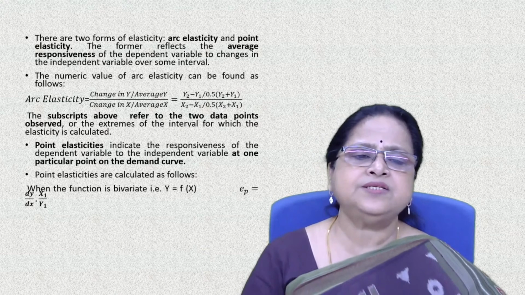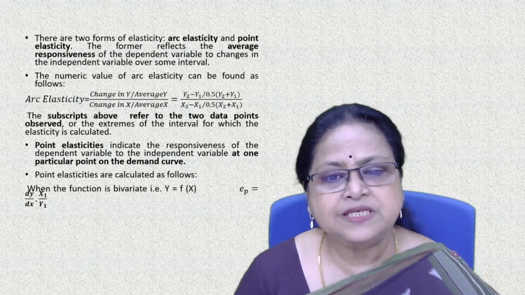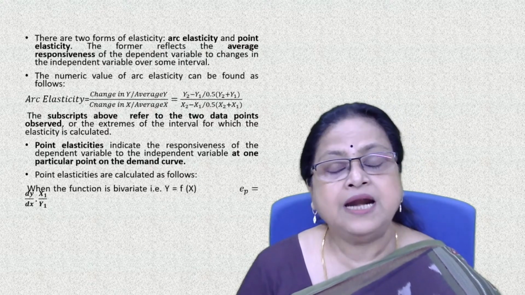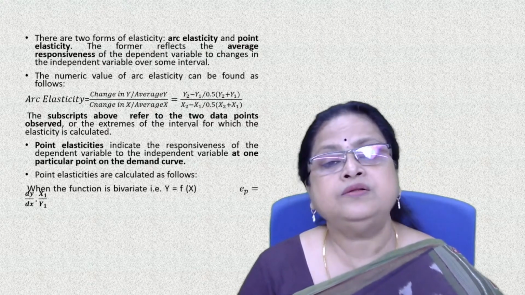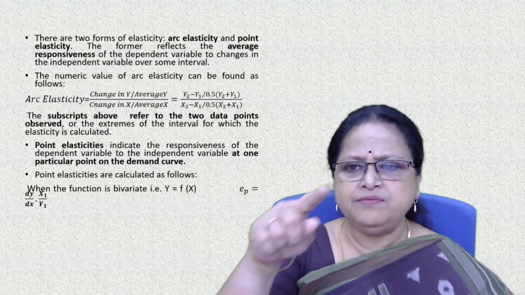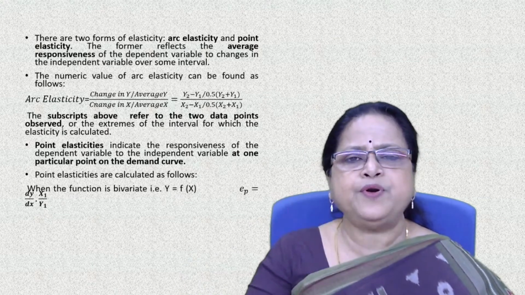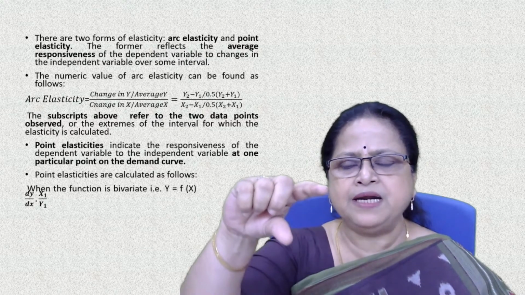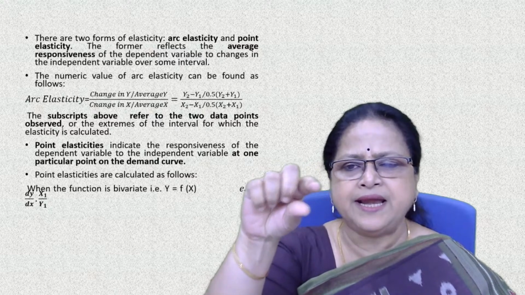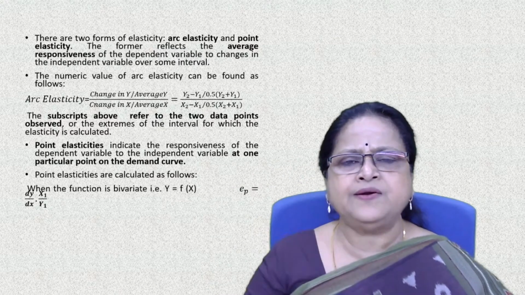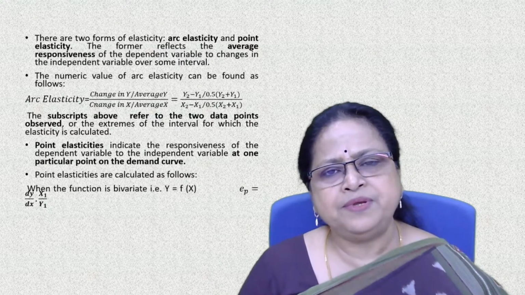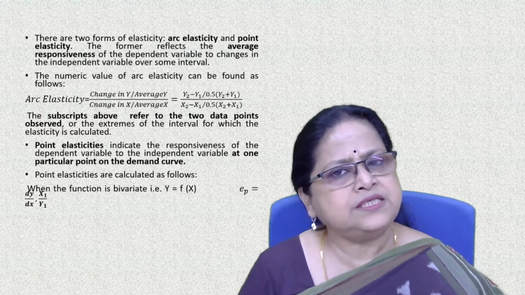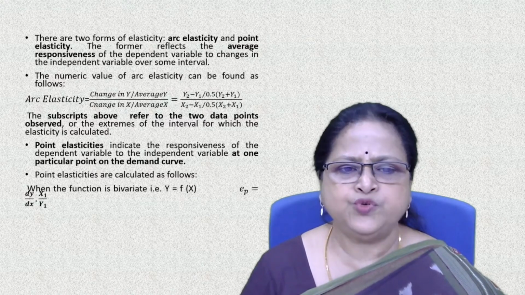So point elasticities, on the other hand, indicate the responsiveness of the dependent variable to the independent variable at one particular point on the demand curve. So if the demand curve is going like this, at a particular point you can find out point elasticity of demand. But arc elasticity of demand is between 2 points A and B. Suppose you are taking 2 points on the demand curve, then arc elasticity can be calculated between those 2 points. That means y is changing as well as x is changing at these 2 points.